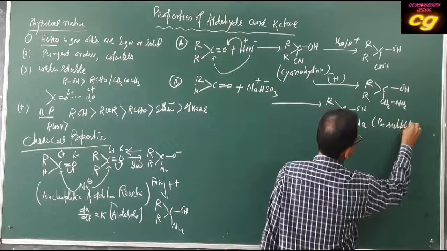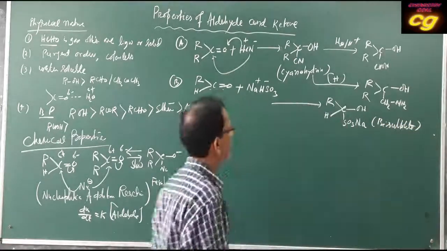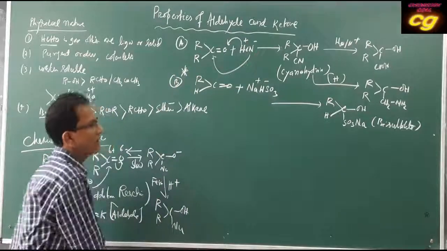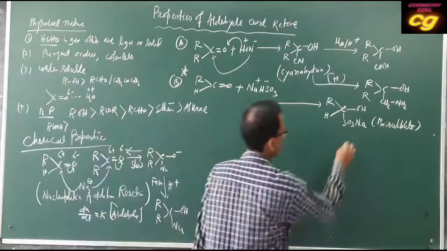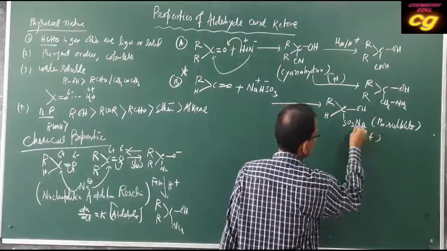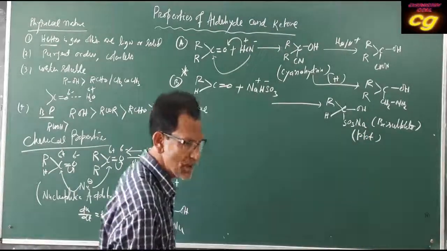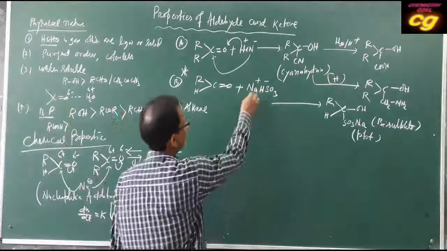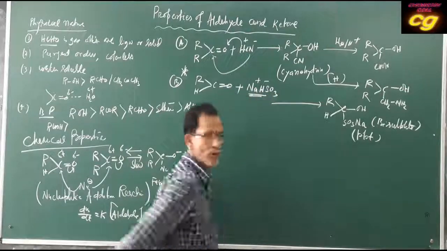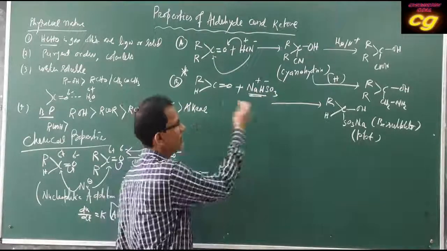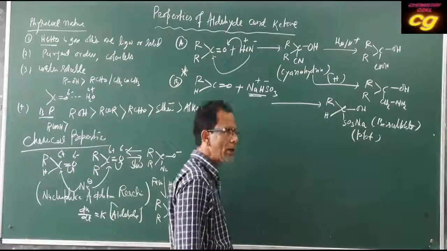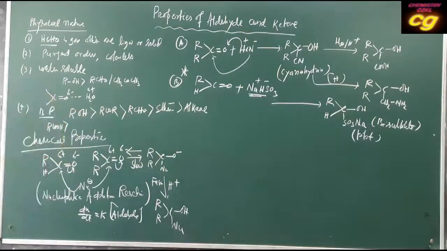This bisulfite salt is a solid, and this is very important in this reaction: the salt is obtained as a precipitate. So where an aldehyde or ketone is present in a mixture of organic compounds, if you add sodium bisulfite, then the precipitate is produced. Aldehyde and ketone will be separated in the form of a precipitate, that salt form. That's why it can be separated from the mixture.